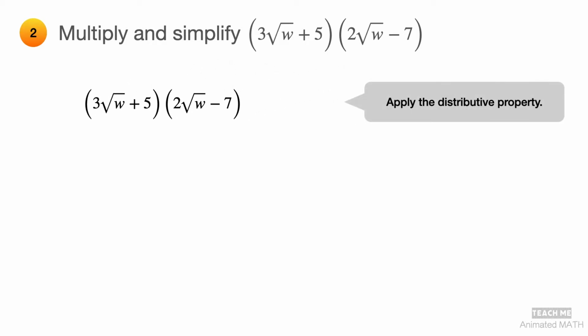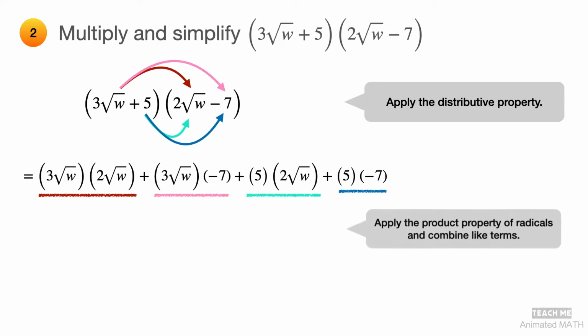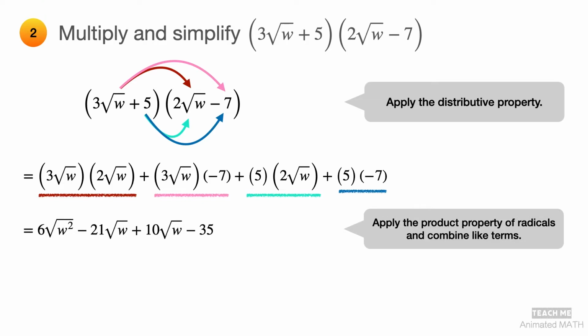Apply the distributive property to expand the equation. So, just multiply each term from the first parenthesis to each term inside the second parenthesis. Apply the product property of radicals and combine like terms. In this case, combine radicals with square root of w. And the final answer is 6w minus 11 square root of w minus 35.